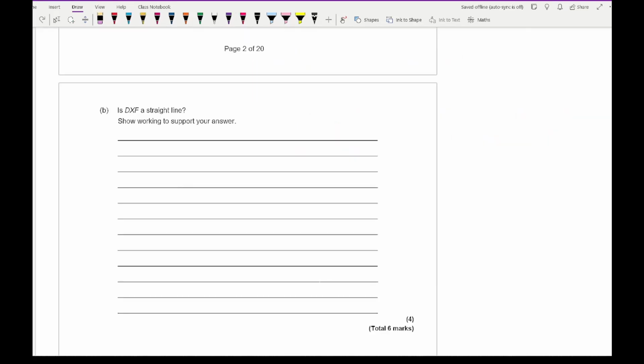Now moving on to question B, it says, is DXF on a straight line? Well, for these types of questions, you always want to state how you are going to prove that they are a straight line. So if DXF is on a straight line, then DX must be a multiple or a factor of XF. So what I need to do is find these two things here.